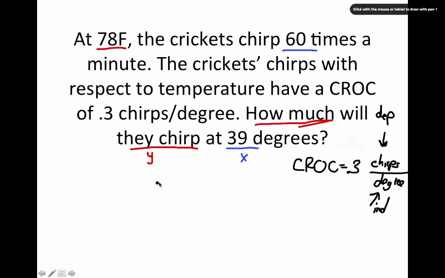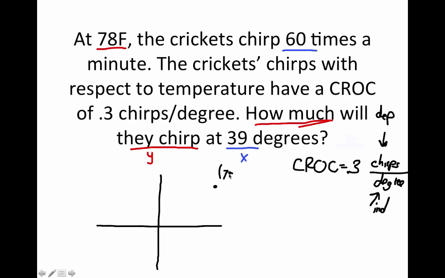So I'm going to draw myself a sketch of a graph. Again, I don't try to make it perfect. It's just dots in order to keep track of things. When it is 78 degrees Fahrenheit, the crickets chirp 60 times a minute. So if I'm trying to get to 39 degrees, I know that I need to have a change in degrees until I get to 39 degrees. So what is this change? Well, if I go from 78 to 39, my change is 39 minus 78. That's my change in degrees.